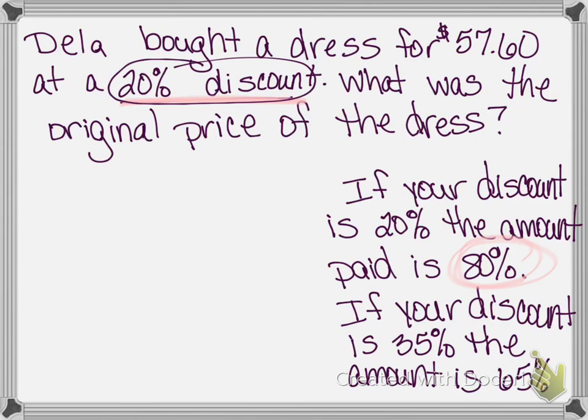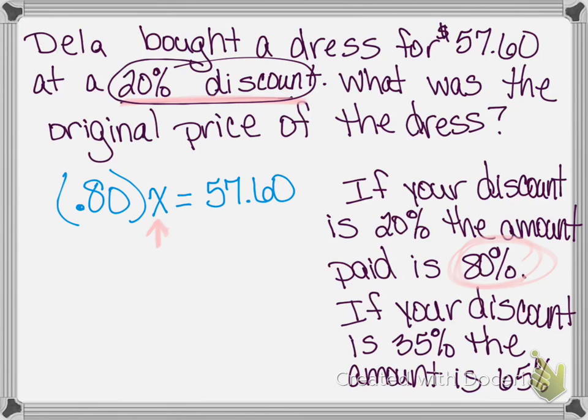Okay? So the way that I write this problem is I say 0.8. Where did I get 0.8 from? 80%. 80% and 0.8 is the same thing. So 80% of my original value is the amount that she paid for this. X is representing my original amount. That's what I'm trying to find. The original price is what I'm trying to find.